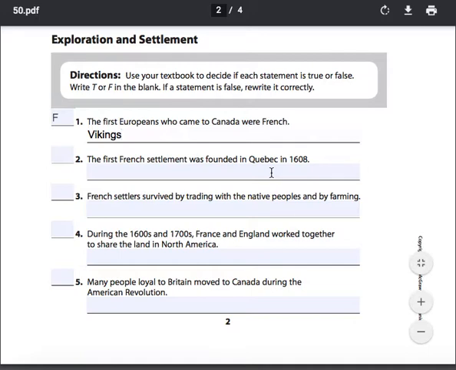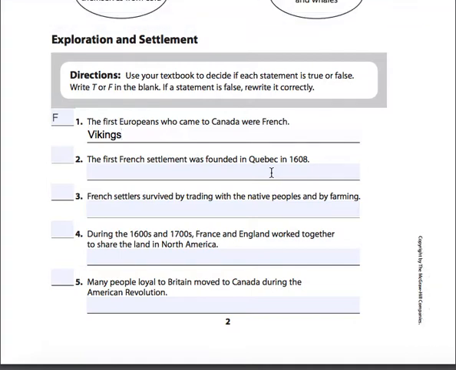Let's take a look. The next Europeans to explore Canada were the French. An explorer named Jacques Cartier sailed up the St. Lawrence River in the 1530s. He claimed the St. Lawrence and the lands around it to France. The whole area of French control eventually was called New France. Number two is true. Number three, French settlers survived by trading with native peoples and by farming.